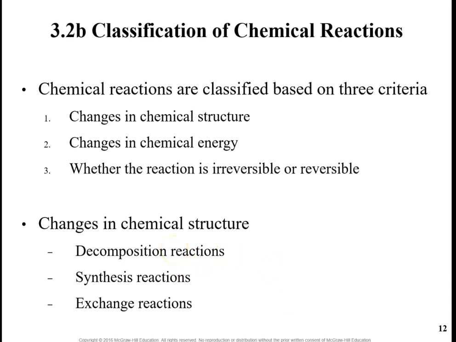All right, there's 3 main ways we classify chemical reactions. 1, changes in chemical structure. 2, changes in chemical energy, or 3, whether the reaction is irreversible or reversible. In other words, can those products go back to being reactants? Let's first talk about changes in chemical structure. So in this category, we're going to talk about 3 specific reactions: decomposition reactions, synthesis reactions, and exchange reactions.